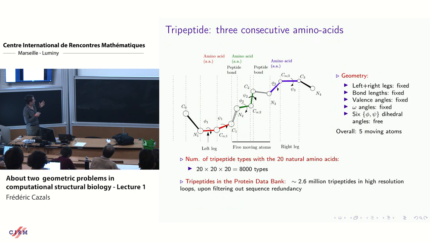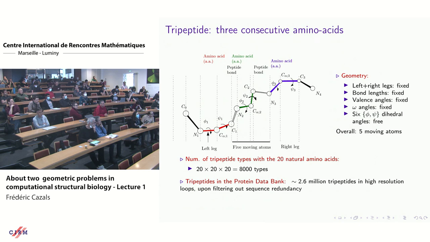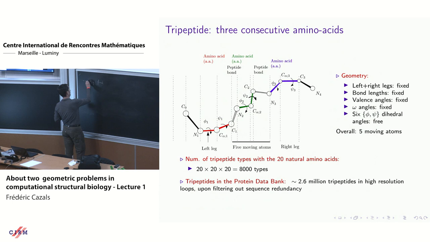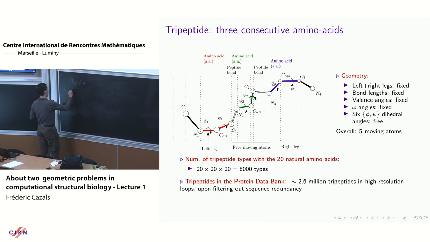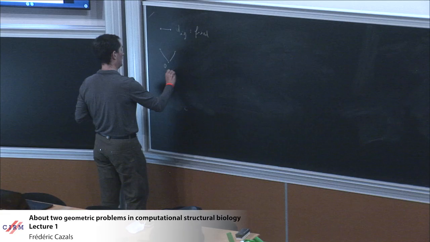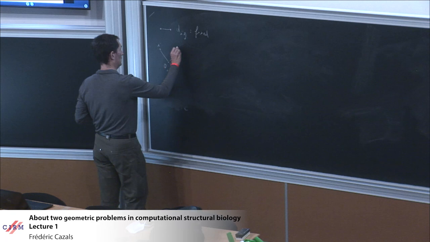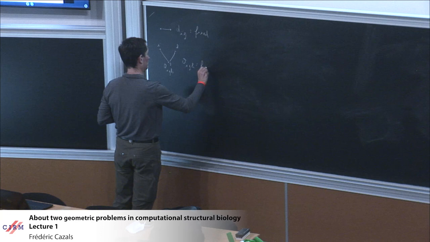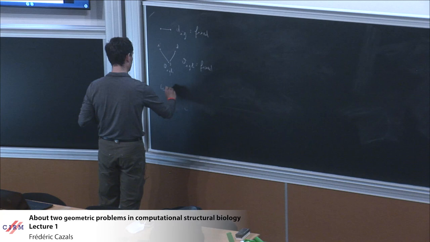By giving you such a chain, I'm also going to impose fixed bond lengths, the distance between consecutive atoms, so the d_ij are fixed, and the so-called valence angles. d_ij is the distance between two atoms which share a covalent bond, and theta_ijk, for atoms i, j, k, is also fixed. And lastly, the omega of the peptide bond is also fixed.